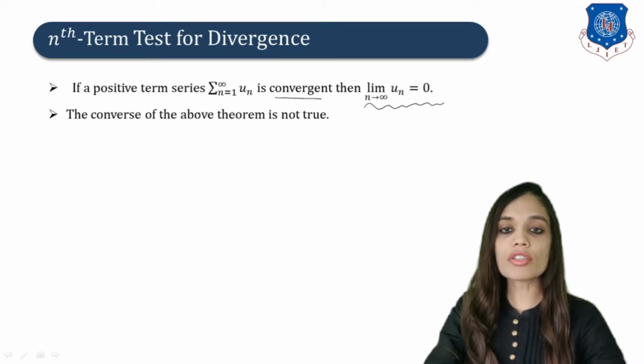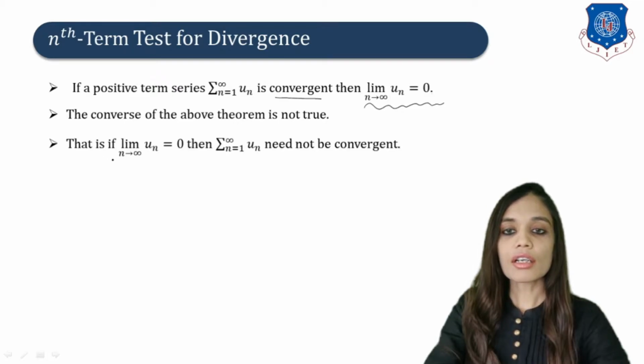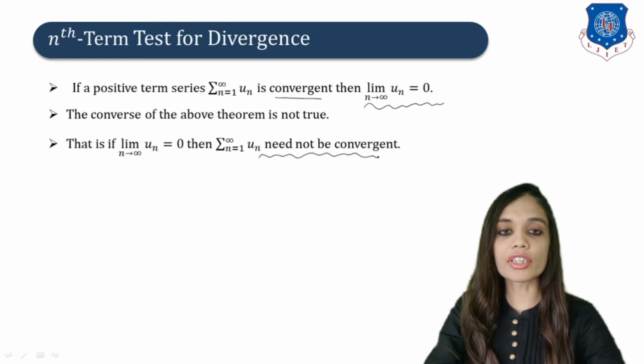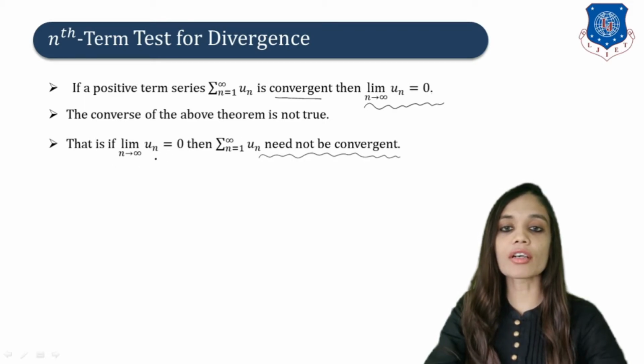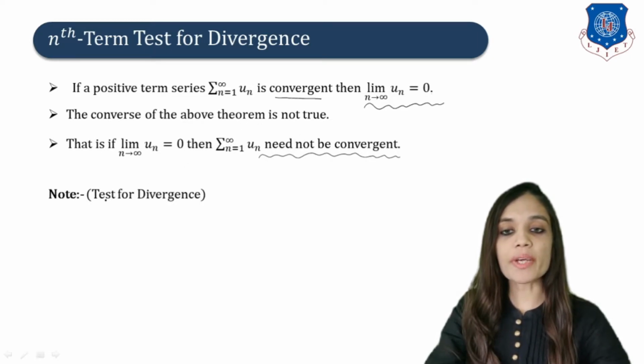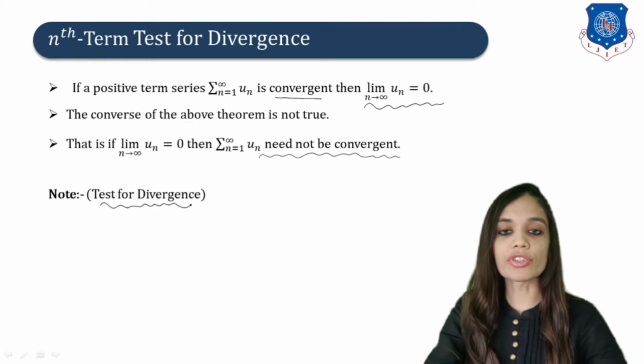But the converse of the above theorem is not true. That is, if limit n tends to infinity un is equal to 0, then summation n is equal to 1 to infinity un need not be convergent. That is, whenever the limit of the nth term is 0, we cannot say that the series is convergent. Okay. So now we will specify the test for divergence.